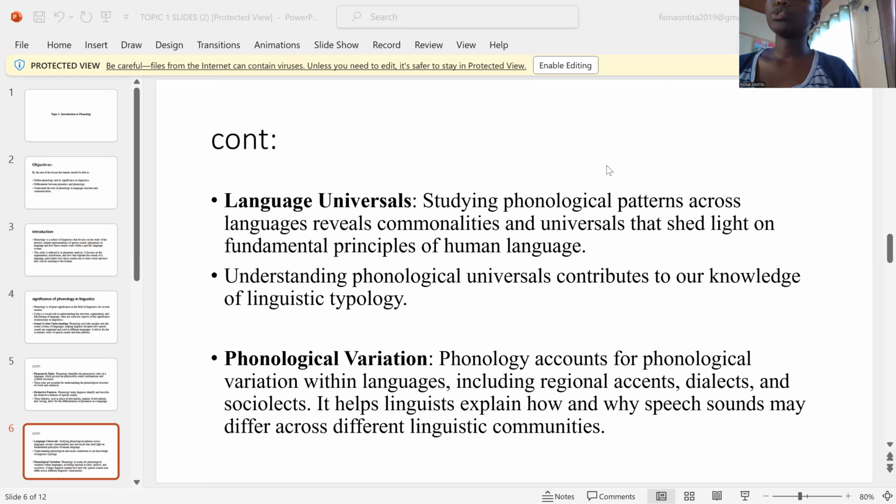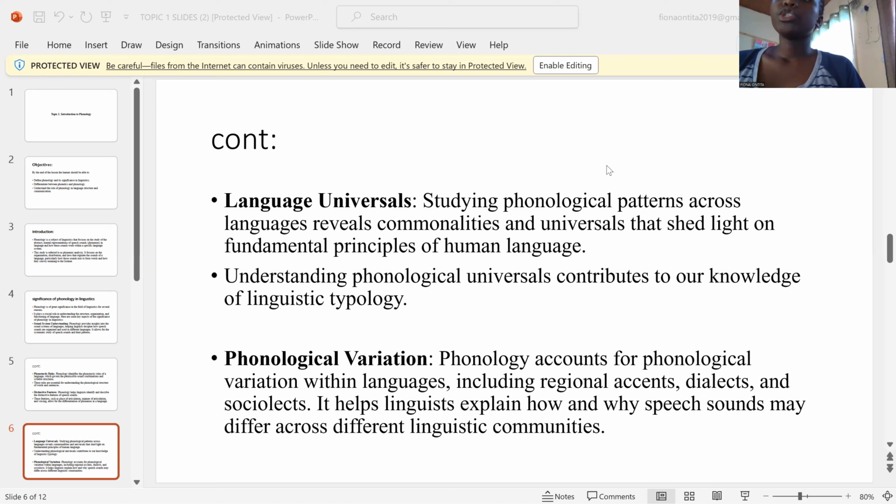Studying phonological patterns across languages reveals commonalities and universals that shed light on fundamental principles of human language. Understanding phonological universals contributes to our knowledge of linguistic typology.